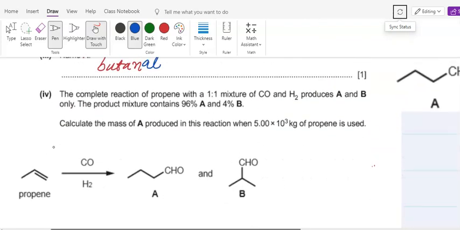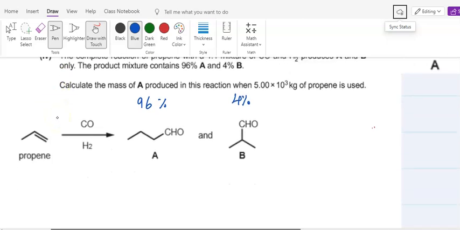The complete reaction of propene with a 1:1 mixture of carbon monoxide and hydrogen produces A and B only. The product mixture contains 96% of A. I have pasted the equation here to explain the question: 96% of this and 4% of B. Now they are asking you to calculate the mass of A. You are provided with 5.00 times 10 raised to power 3 kg of propene.